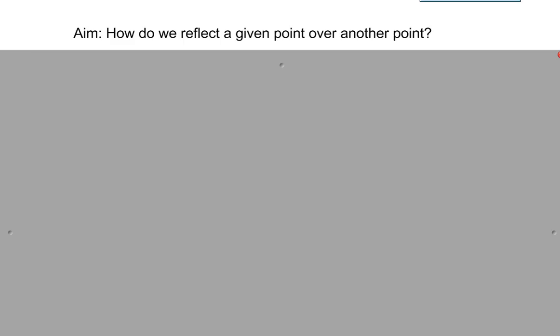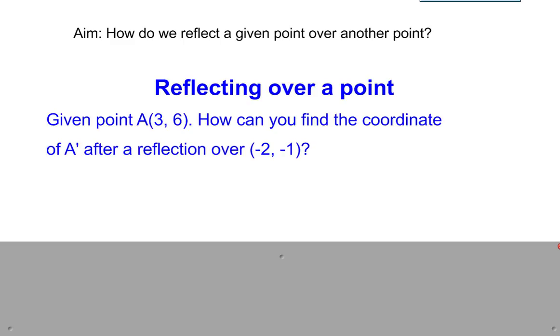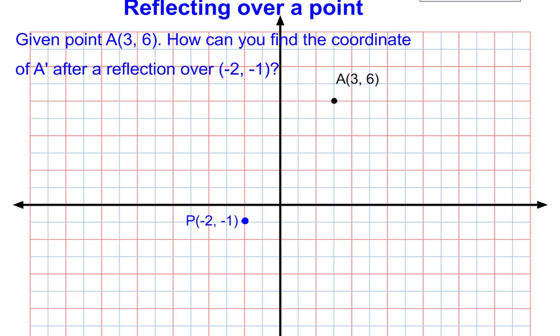Okay, today's aim is how do we reflect a given point over another point? So let's take an example. Given point A (3, 6), how can you find the coordinate of A prime after a reflection over (-2, -1)? So let's see what this looks like. I've got point (3, 6), which is point A, and I want to reflect it over (-2, -1).